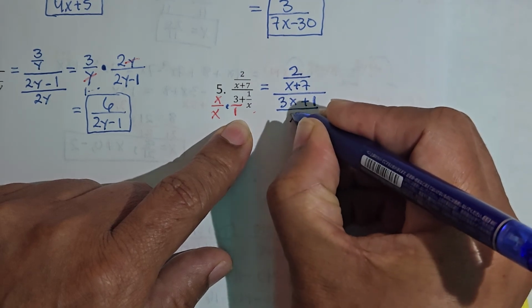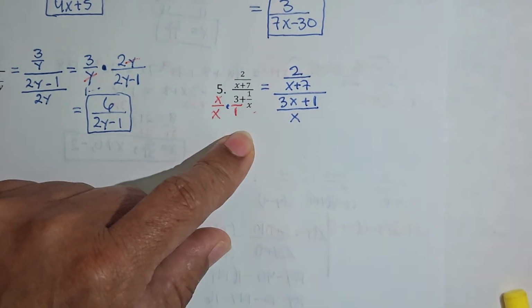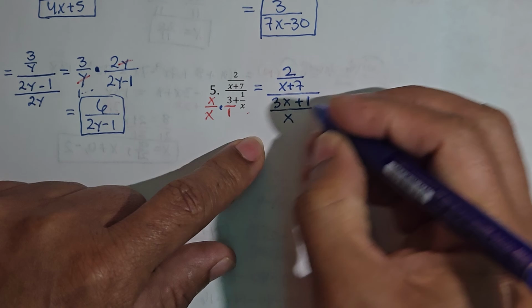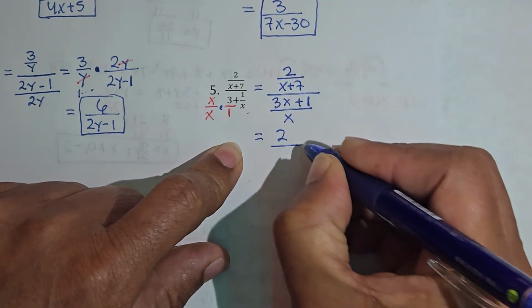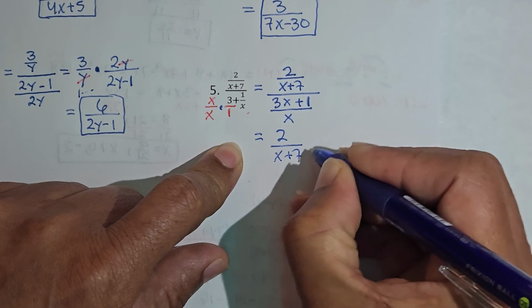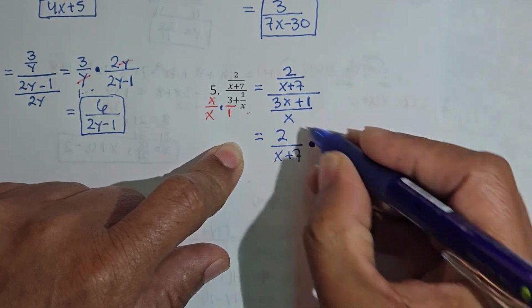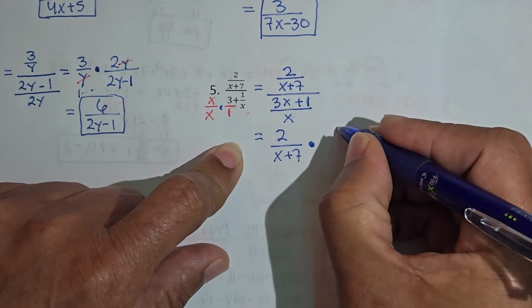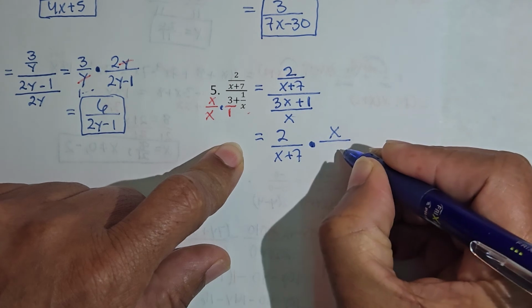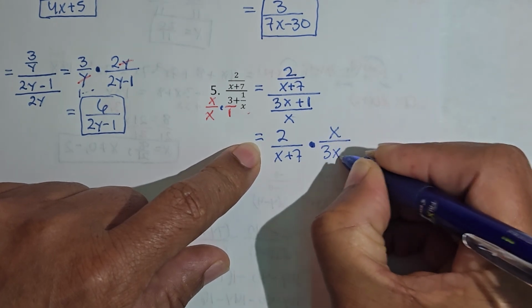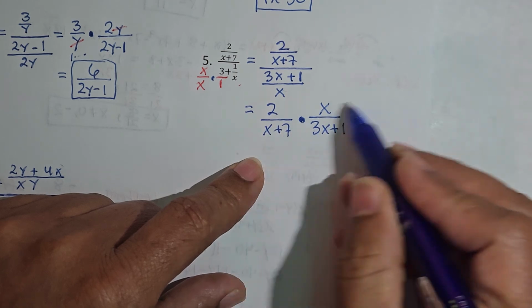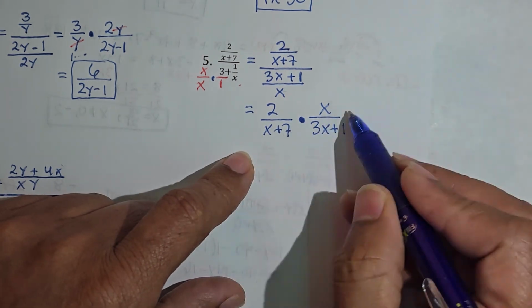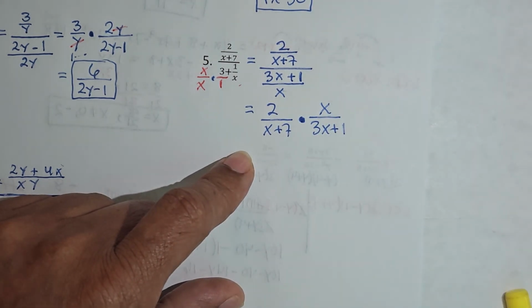Now they have x in common as a denominator. So once we get to this point, this is when we keep, change, and flip. So leave or keep 2 over x plus 7 as it is, change division to multiplication, and let's take the reciprocal of this one. So this is x over 3x plus 1. Okay, in this case, we cannot cancel anything out or cross anything out because there is nothing that we can see that they have in common.